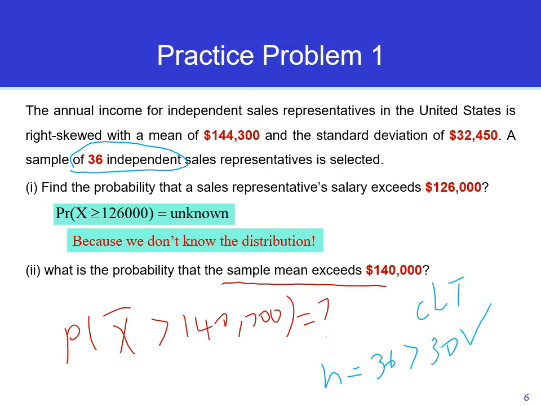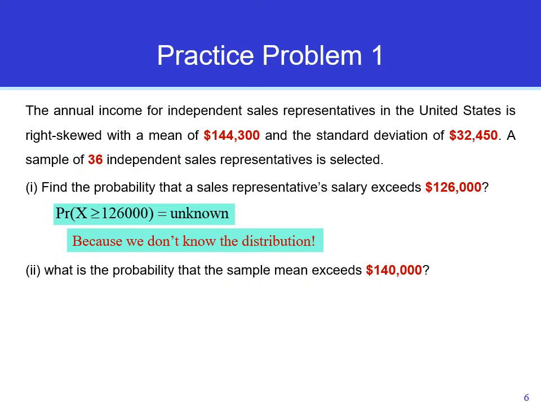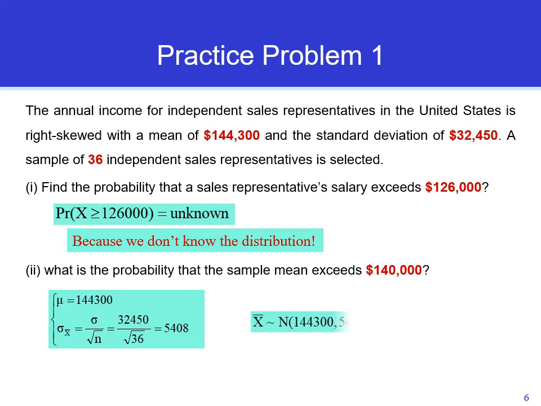The central limit theorem says that X bar, the sample mean, would follow a normal distribution with an average of mu and a standard deviation of sigma over square root of n. Mu is $144,300. Sigma of X bar, the standard deviation of X bar, or the standard error, is sigma over square root of n, which is $5,408. So X bar, the sample mean, would follow a normal distribution with mu and sigma of X bar. Now that we have the distribution, we can find the probability.